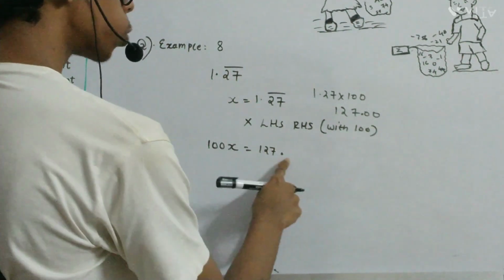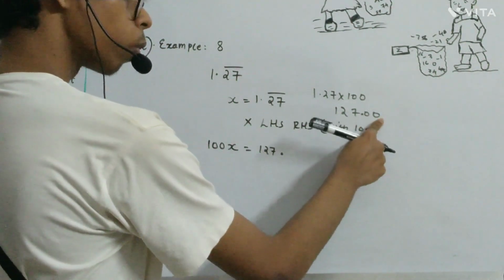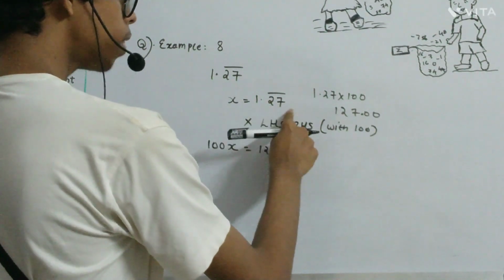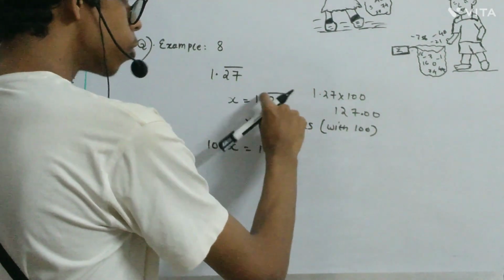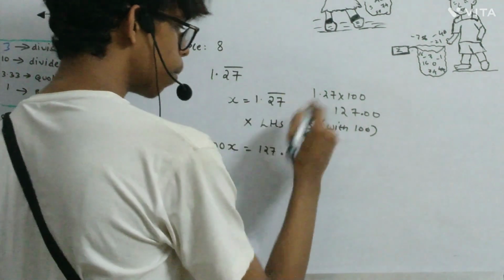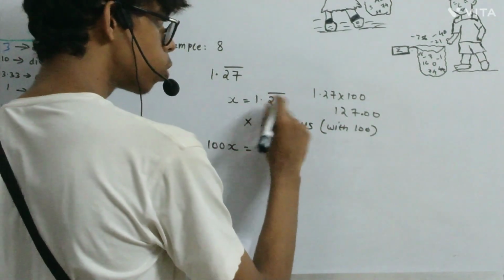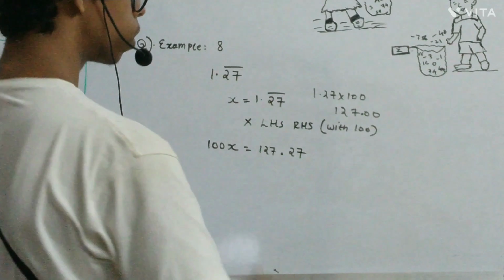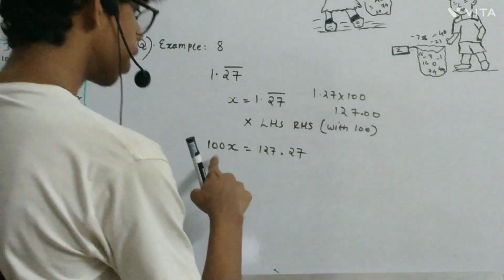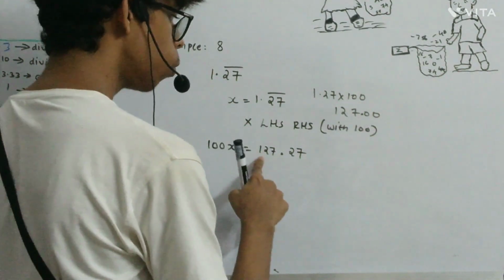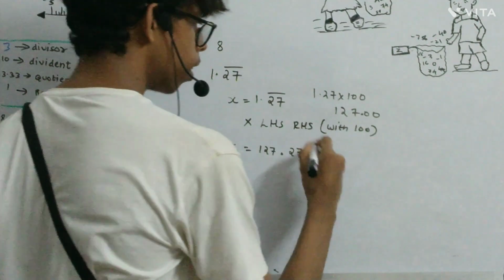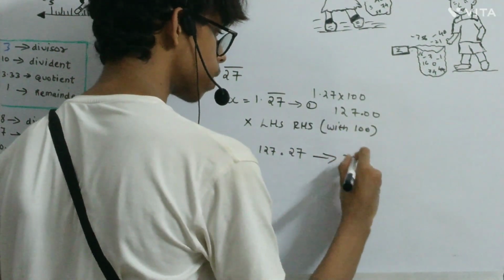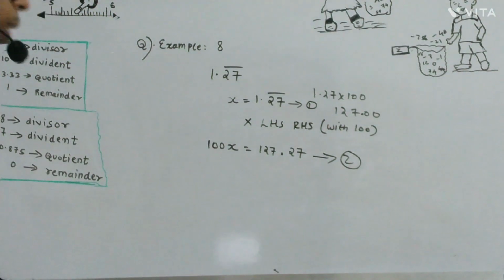So I will be getting 127 point. Now after the point, what should I write? You should not write the 00. After this point, you should copy down the same numbers which are present under the bar. So we know below the bar 2 and 7 is present. So that same number I am copying down after this point. So I will be getting 100x is equal to 127.27 bar. This one I will consider as equation 1 and this I will consider as equation 2.